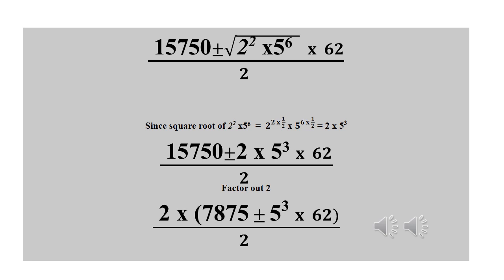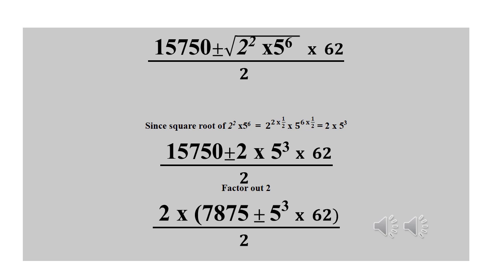So we write that one now, instead of 2 raised to the power 2 times 5 raised to the power 6, the square root, we write 2 times 5 raised to the power 3 now that we have simplified. So we have 15,750 plus or minus 2 times 5 raised to the power 3 times 62 all over 2. So if you factor out 2, 2 in 15,750 will give us 7,875, since we are factoring out 2. Then plus or minus 5 raised to the power 3, the 2 after plus or minus there, we have factored it out. So that will give us 1. So that's why we didn't bother to write it again.